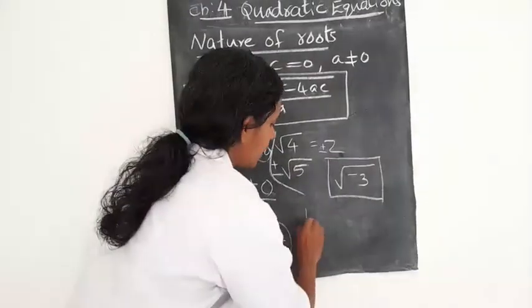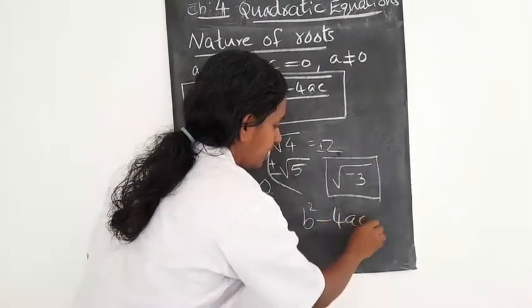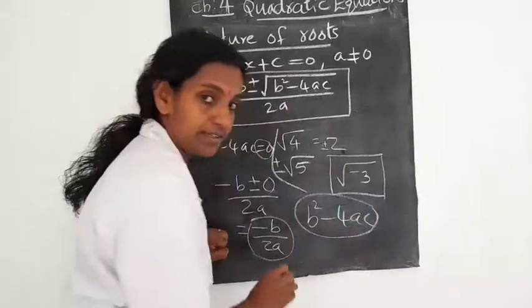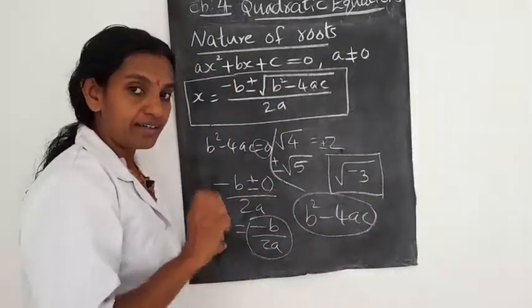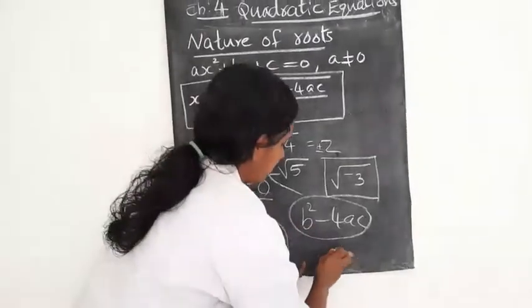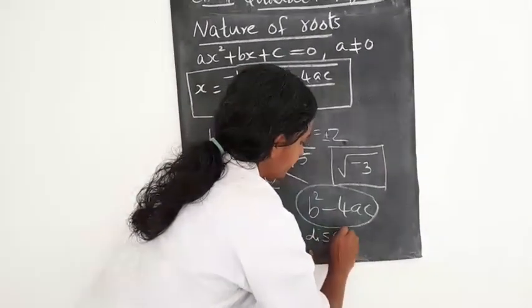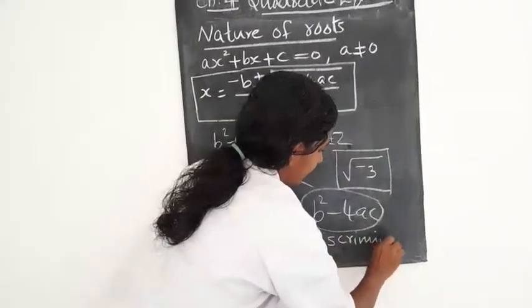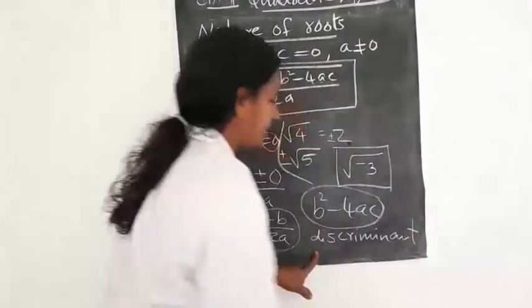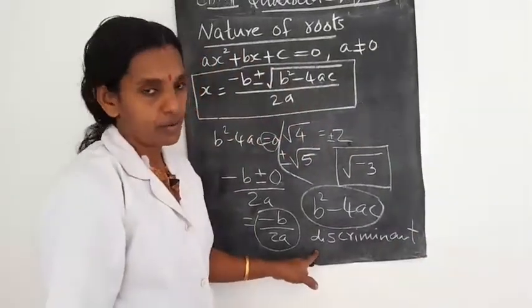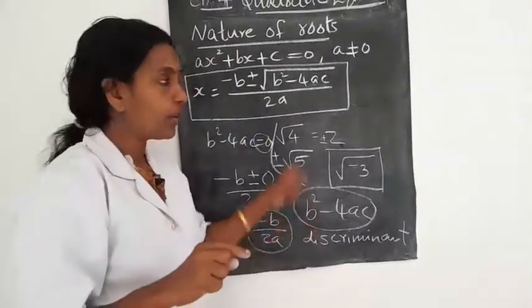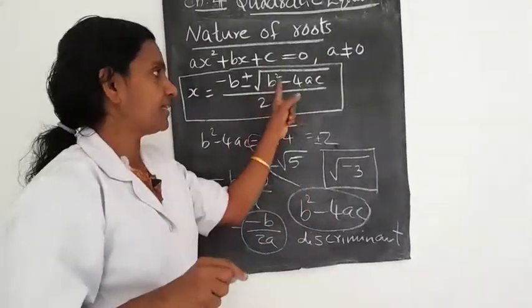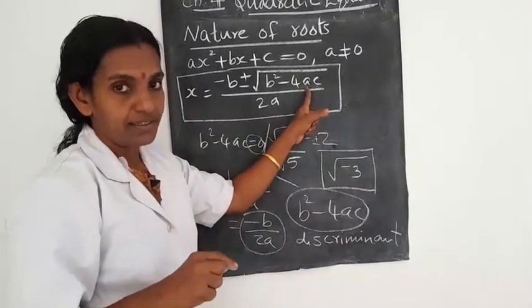Therefore, this b² − 4ac is called the discriminant of the quadratic equation. So b² − 4ac is called the discriminant. Can you understand? So for solving a quadratic equation, you start with b² − 4ac.